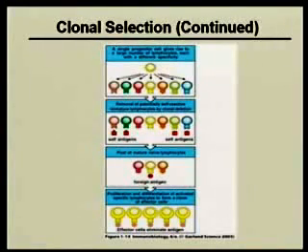Then you have a pool of mature cells, and the ones that can recognize the foreign antigen become activated and divide. And each one of these cells that results can recognize the same antigen. They don't recognize different antigens. They recognize the exact same antigen that they were first exposed to.